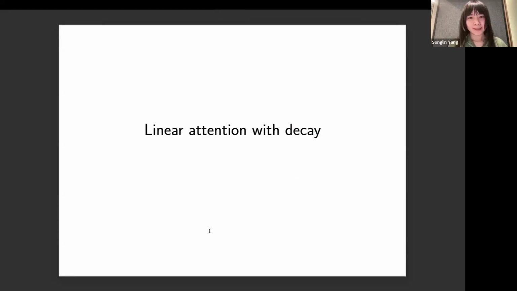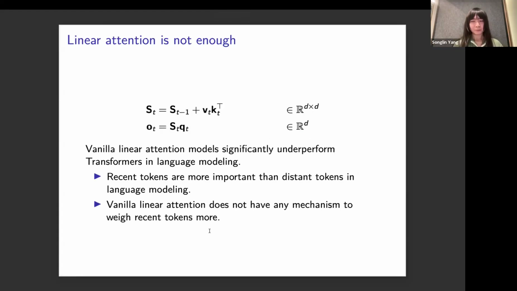Next, I'll be discussing linear attention with decay. Linear attention in this form often has very poor language modeling performance. Linear attention was invented back in 2020, but it didn't get much attention because of its poor performance in language modeling. There might be various reasons, and here I provide the most likely one.